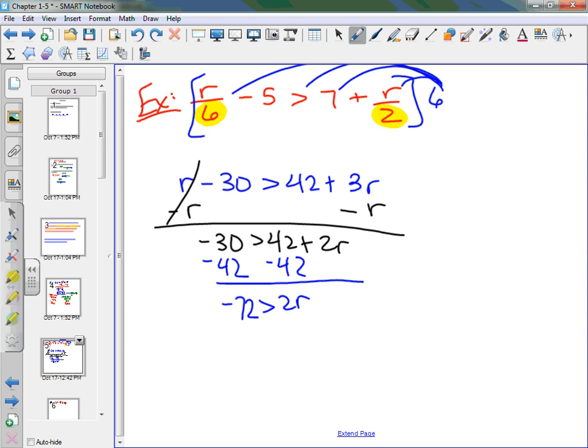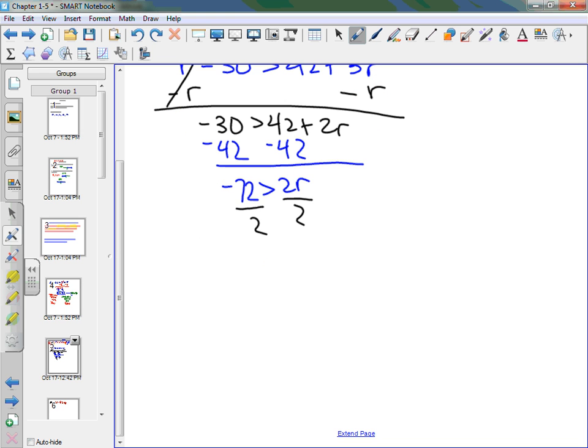Now what? Divide by 2, and what is negative 72 divided by 2? Negative 36. Do I flip the sign? No, negative 36 is equal to r. Now, why don't you flip the sign when you divide by a positive? Because when you divide by a positive number, it still gives you the same true statement that you want. But if you divide by a negative, it will give you the false statement. Okay? All right. Now, many of us do not like to read this.